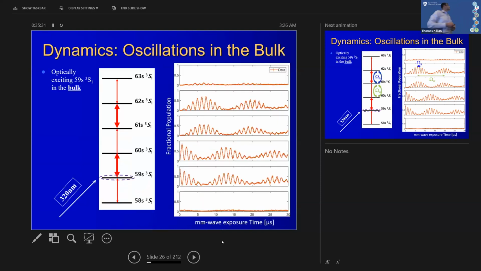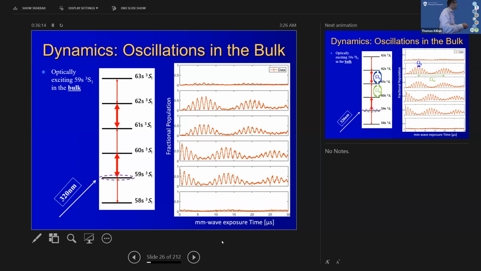Okay, so here's the first data on the dynamics. Really looks nice. So we have our 6 levels. We first optically excite to, in this case, the 59S. So this is a state that's going to be in the bulk. And then we apply the millimeter waves to see the evolution. So this is now as a function of time. And this is the 58S state, the 59S state, the 60S, 61, 62, and 63, the relative population in these different states. So you can see right here at t equals 0, the 59S starts up near a relative population of 1, and everybody else starts at 0. So we start off localized in the 59S state.